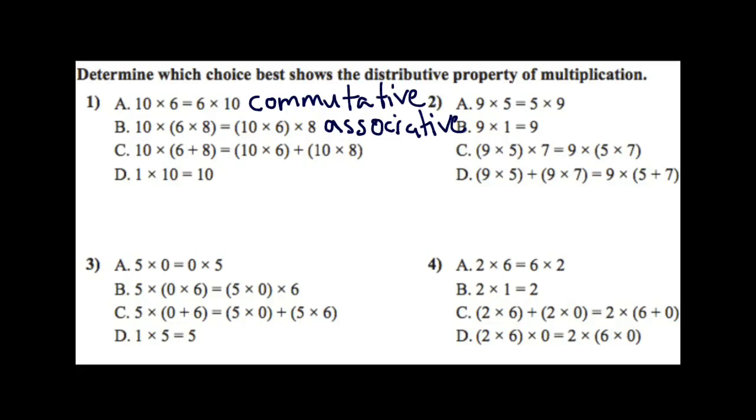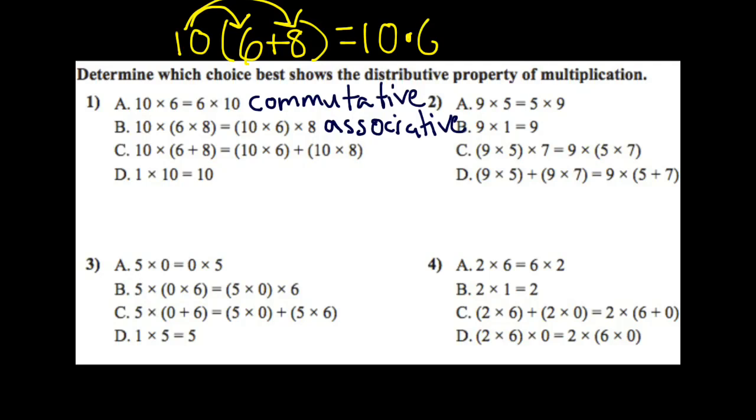Then C says 10 times 6 plus 8 equals 10 times 6 plus 10 times 8. And if I think about 10, and I'll put in parentheses, 6 plus 8, we said the distributive property, you distribute the common factor, which is 10, amongst 6 and 8, so that's equal to 10 times 6 plus 10 times 8, which seems to match letter C, so C is actually the distributive property.